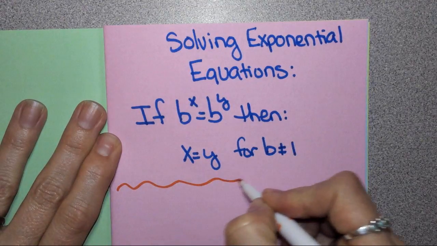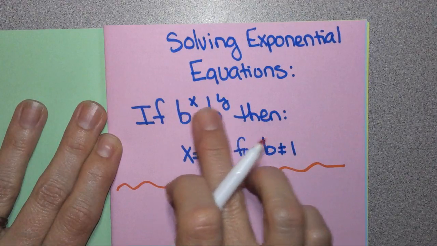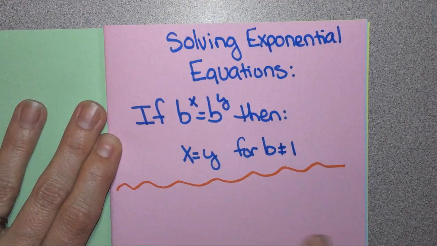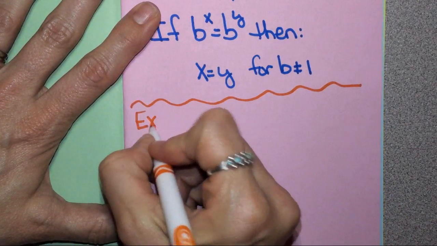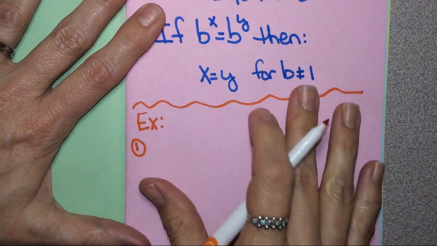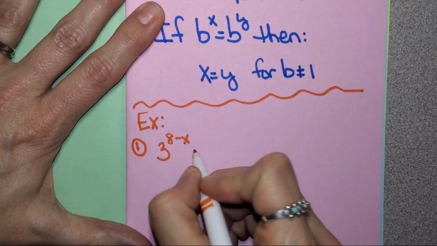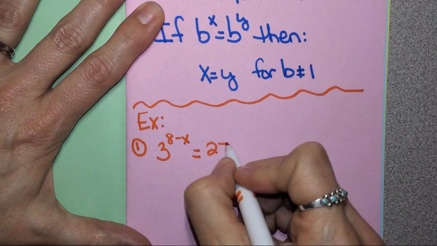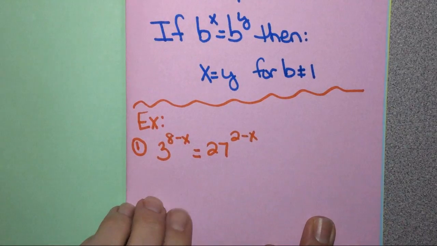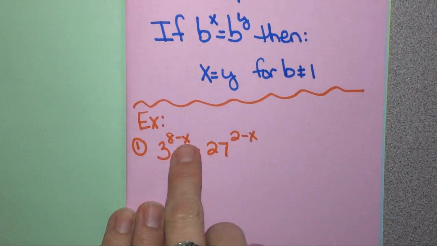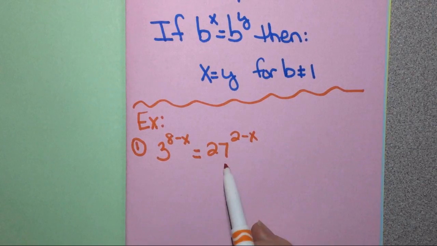When you're solving an exponential equation, if you can get like bases, then I can make the two exponents equal each other and solve. So let's look at an example of what I mean. So number 1, let's do 3 to the 8 minus x is equal to 27 to the 2 minus x. So first of all, I know that these are both exponential because I have a variable in the exponent. I know I could solve this if I can get like bases.